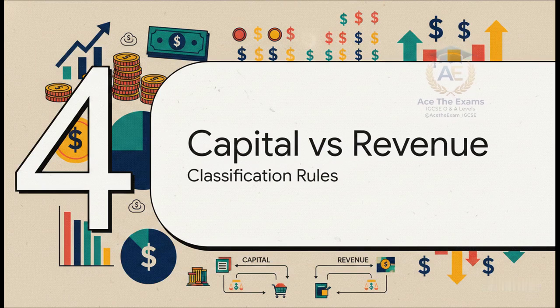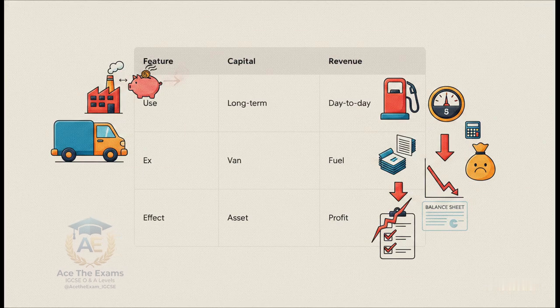Section 4. Capital versus revenue rules. Okay, let's tackle one of the most heavily tested and frankly, heavily failed areas on the whole exam. We need to be crystal clear on this difference. Capital expenditure is buying a long-term asset, like a new delivery van. Revenue expenditure is the routine, day-to-day running cost, like putting gas in that van or paying for an oil change.